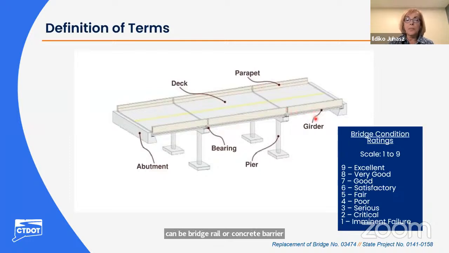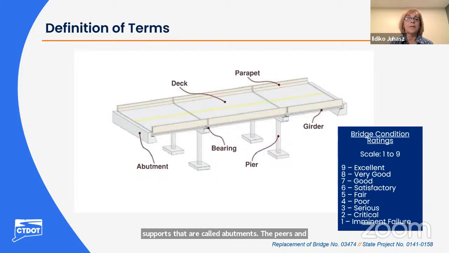The deck is supported by girders. These are steel or concrete beams that span between the bearings. The deck and the girders together are sometimes called the superstructure. The bearings transfer the weight of the superstructure and the load from the cars driving on it onto the intermediate supports called piers and the end supports that are called abutments. The piers and the abutments together form the substructure.